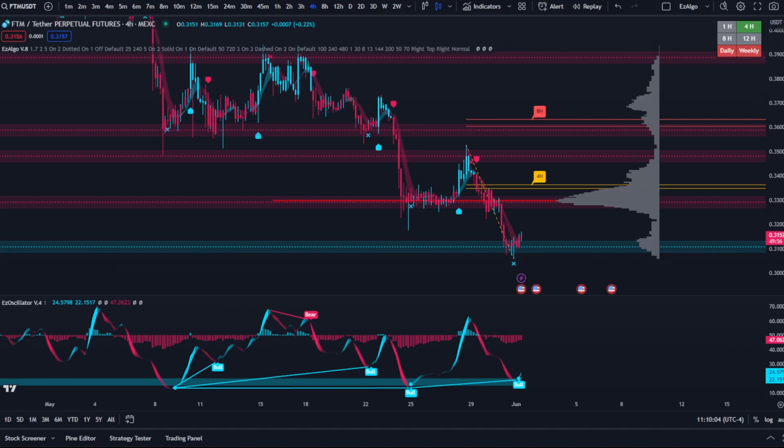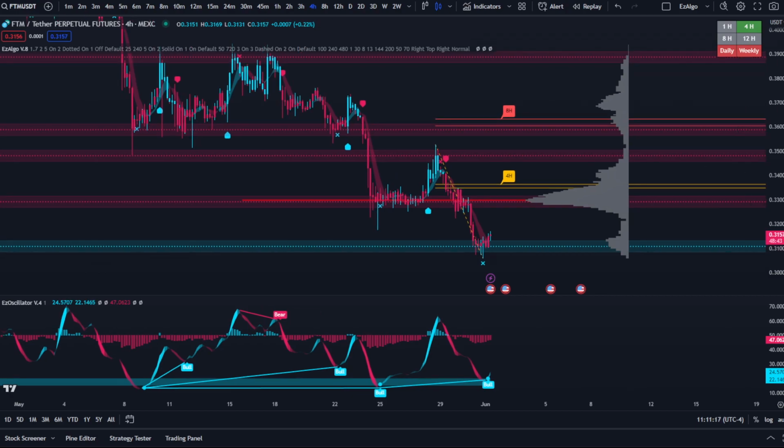EzAlgo V8 is now live. This is by far our most unique update and one of my personal favorites. We've really just built an all-around monster technical indicator, and I'm super excited to see your results with this. But first, I'm going to break down each of the individual inputs, how they work, and how you can use them in confluence with one another in your daily trading.